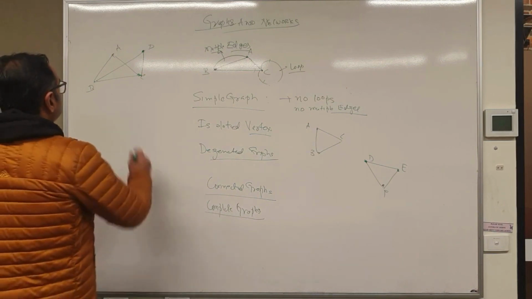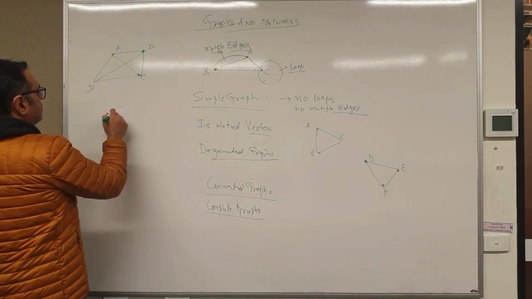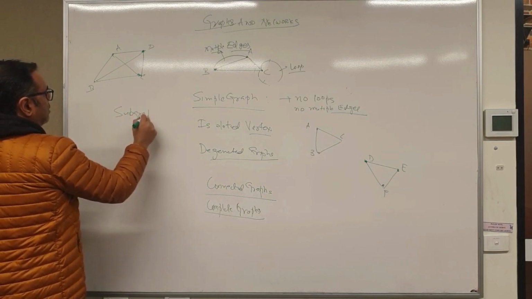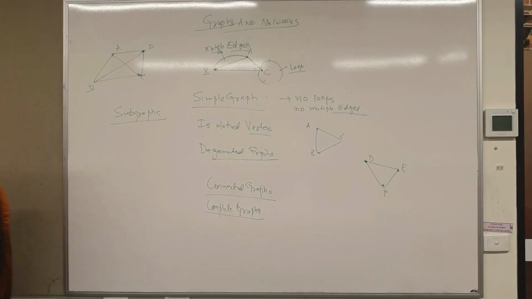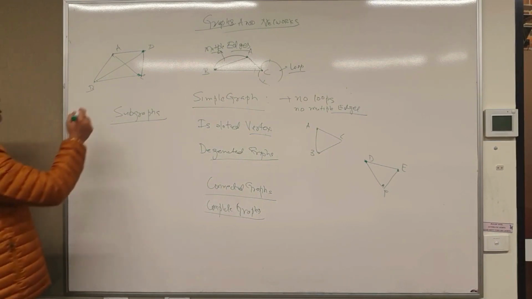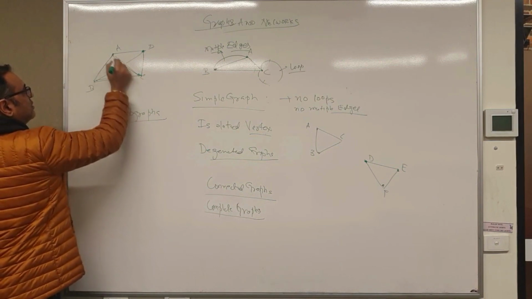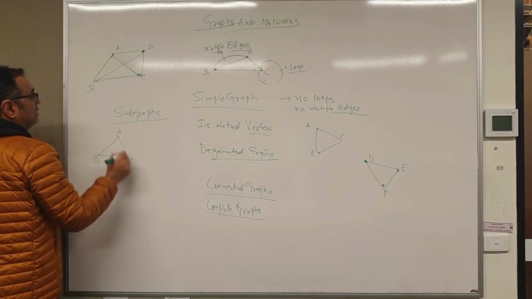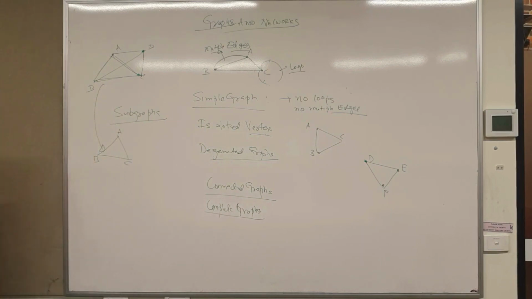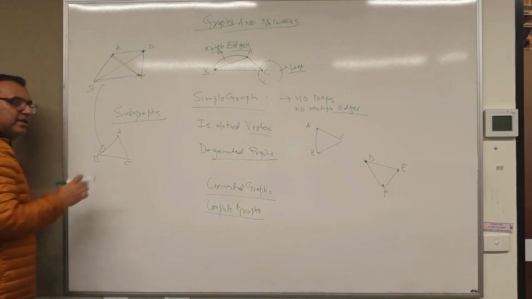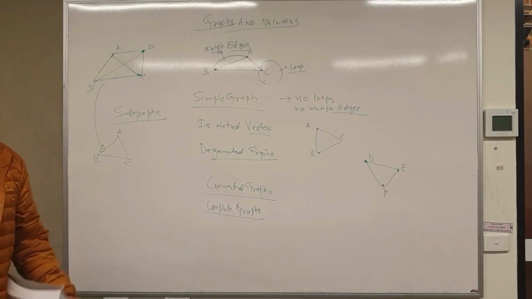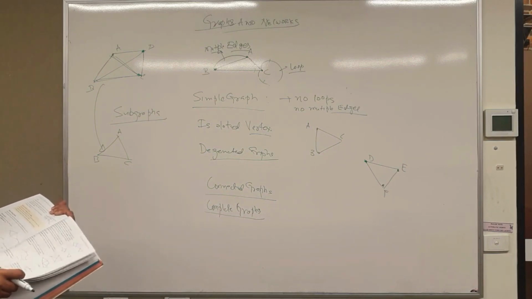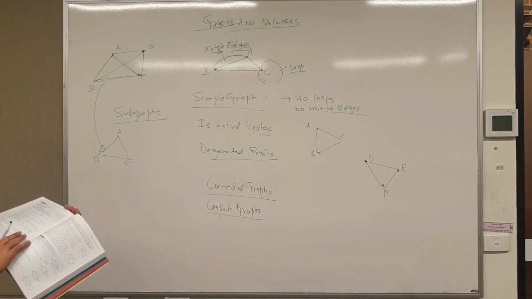Then there could be subgraphs. A subgraph is when I extract a graph from another graph. So let's say I extract this bit, A, B, and C out of this. I've extracted that, I maintained the connections as per the original graph, and I created another subgraph. So that's called the subgraph, right? Any questions so far?